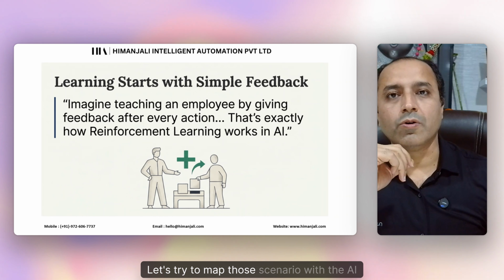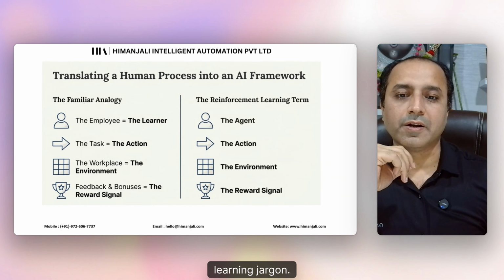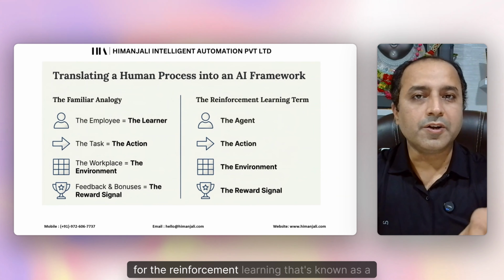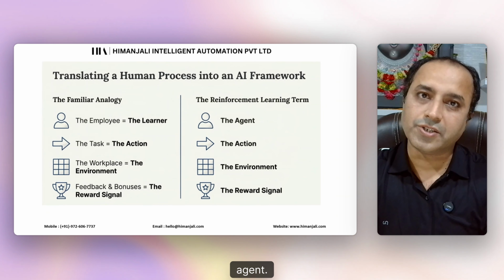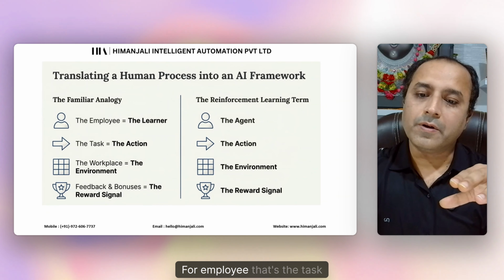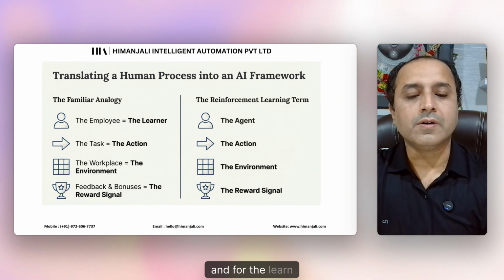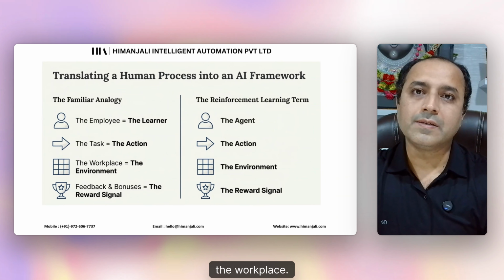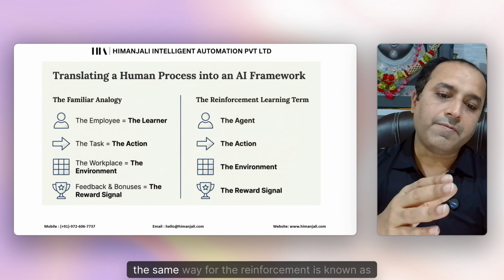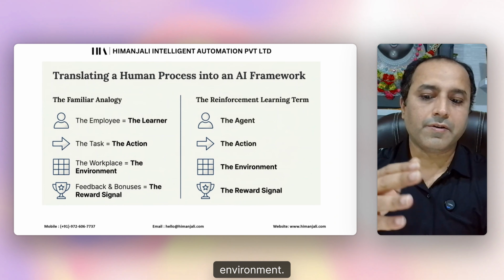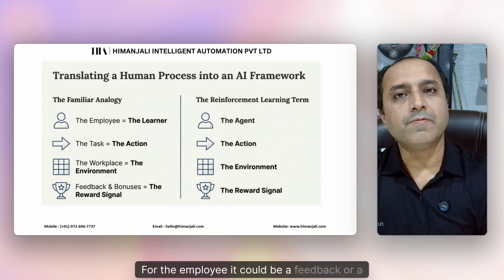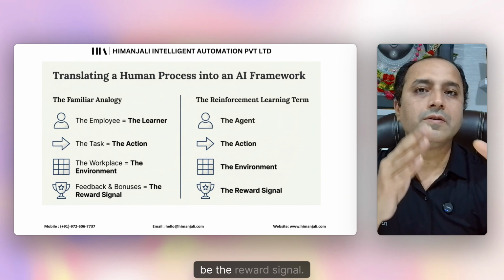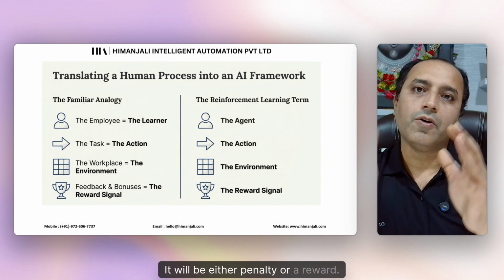Let's try to map that scenario with the AI learning jargon. If you see on my screen, the employee is the learner. For reinforcement learning, that's known as an agent. For the employee, that's the task, and for reinforcement learning, that's the action. The workplace for the employee is, in the same way, known as the environment in reinforcement learning. For the employee, it could be feedback or a bonus. In the same way, in reinforcement learning, it will be the reward signal. It will be either a penalty or a reward.